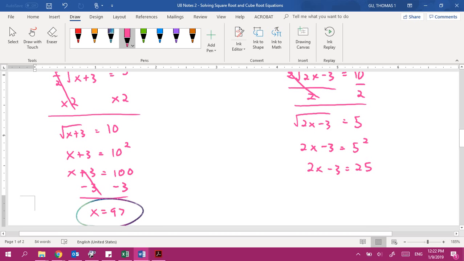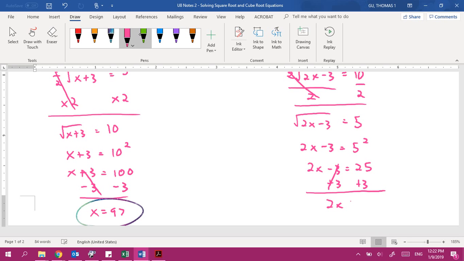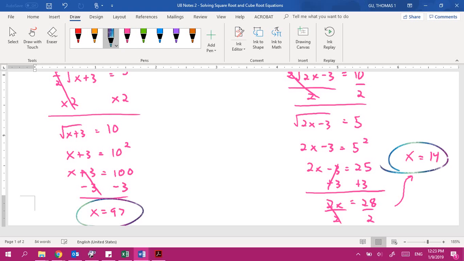Then we have to add 3. We get 2x equals 28. And then last step here, divide by 2. And that means your answer is x equals 14. There we go. X equals 14.